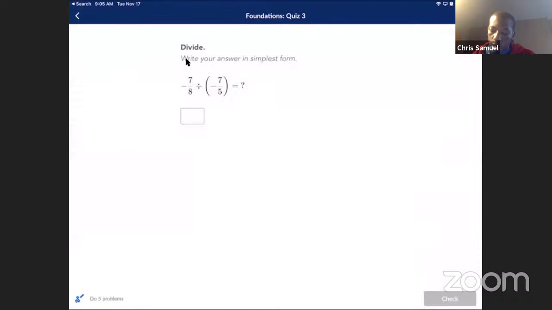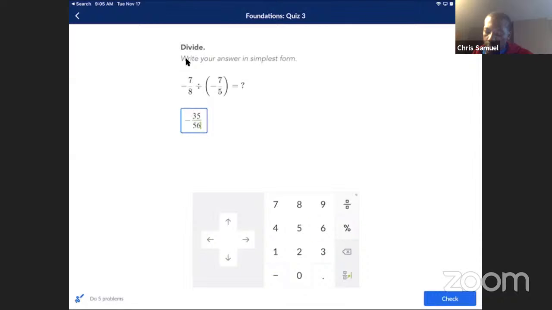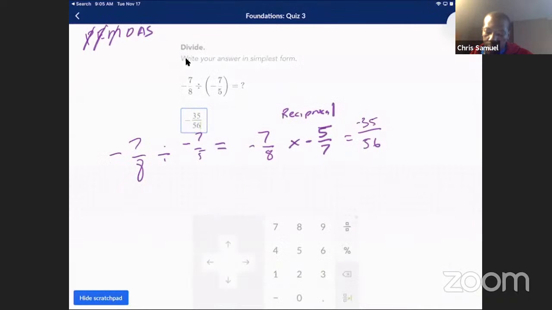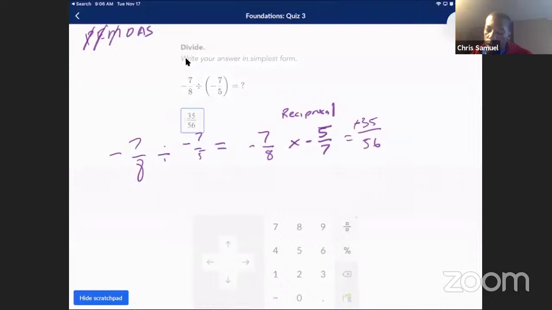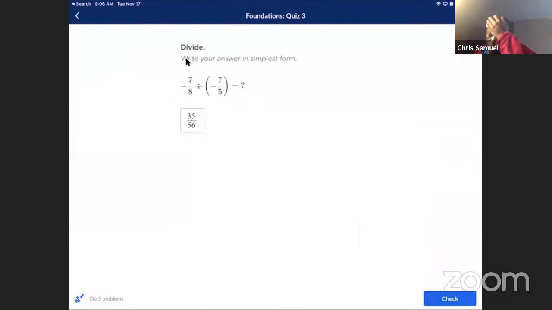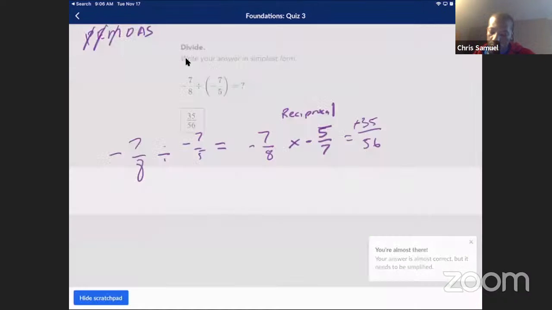First, this is going to be an interesting one. When we flip this, negative 7 times negative 5 is a positive 35. And here, negative 8 times negative 7 would be a positive 56. But now we might want to reduce this to simplest form. Let's check it out.